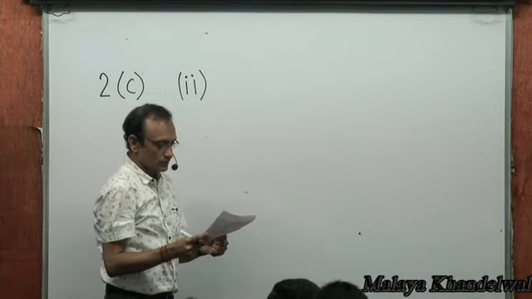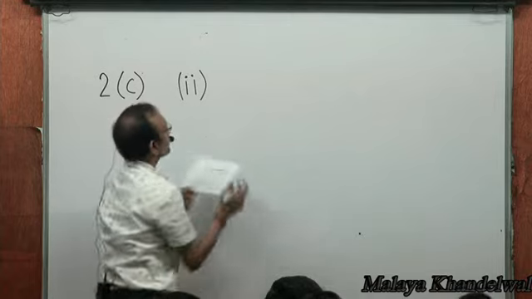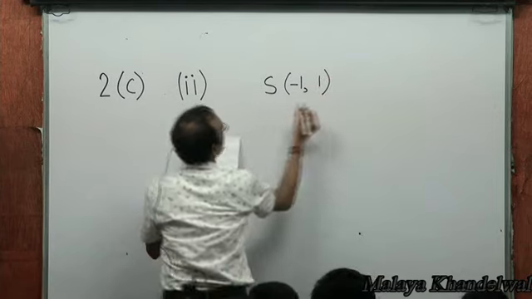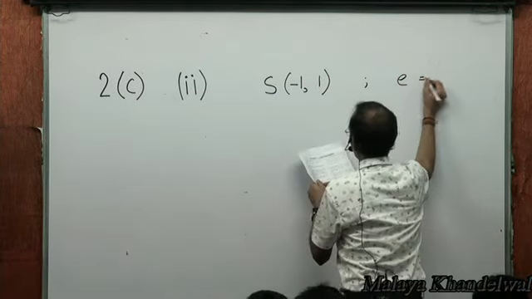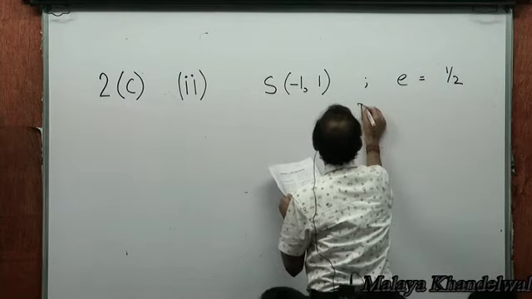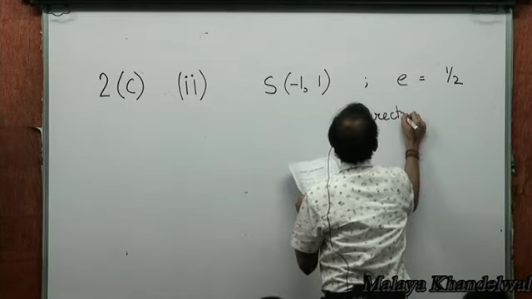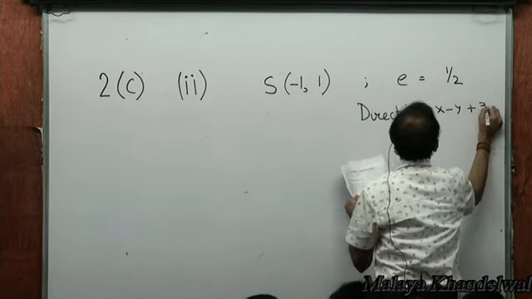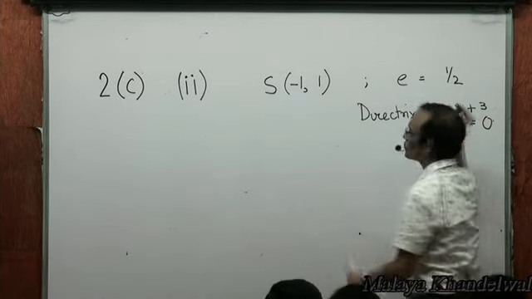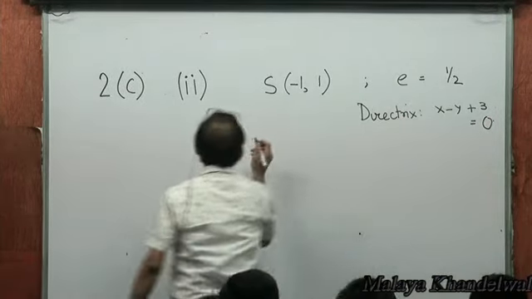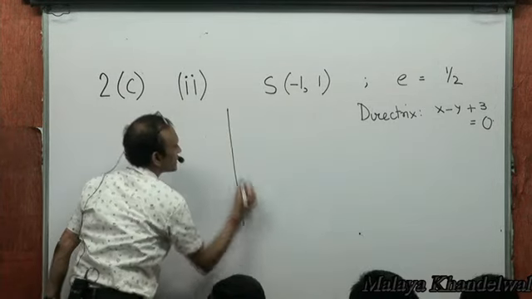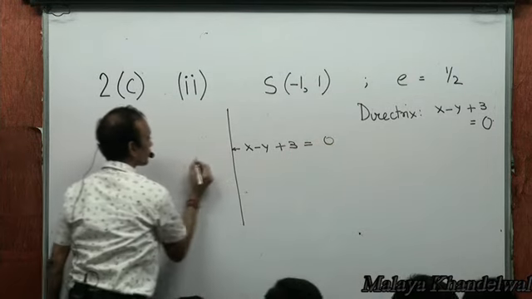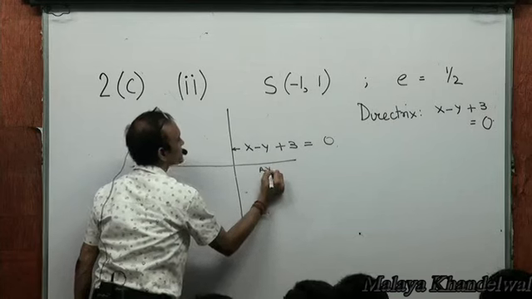We want to find the equation of an ellipse with a focus S. One of the foci is (-1, 1). The eccentricity of this ellipse is half, and the directrix of this ellipse is x minus y plus 3 equal to 0. Very simple. If this is the directrix, x minus y plus 3 equal to 0, this is the axis of the ellipse.